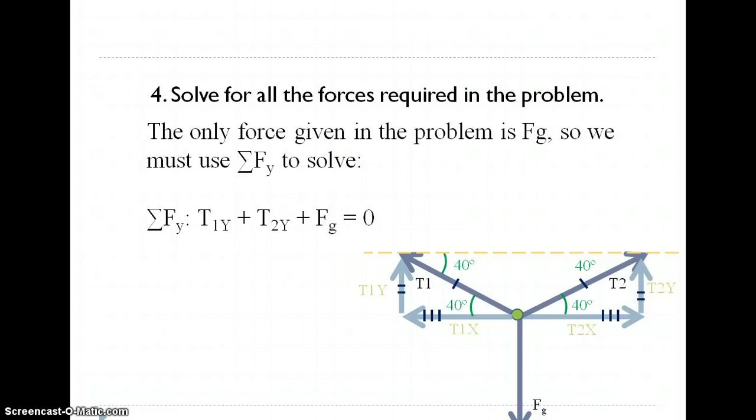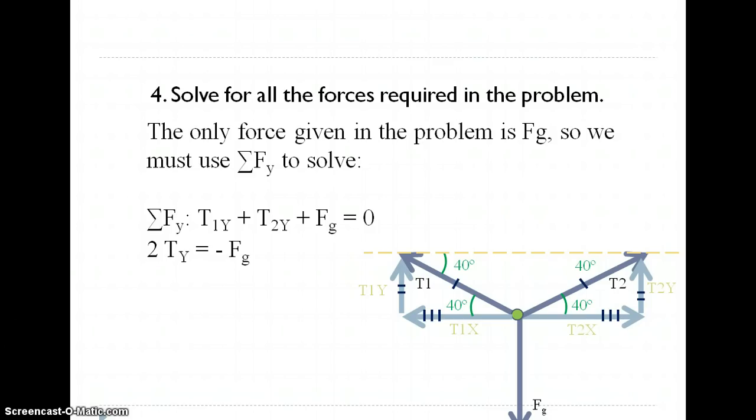Here, since we know the force of gravity, we're going to use that to find what the tension in the wire is. Looking at my sum of the forces in the y direction equation, I can say that the two y components are equal to Fg. In this case, they happen to have the same angle, and because they have the same angle, the two y components have to be equal. So that's kind of handy.